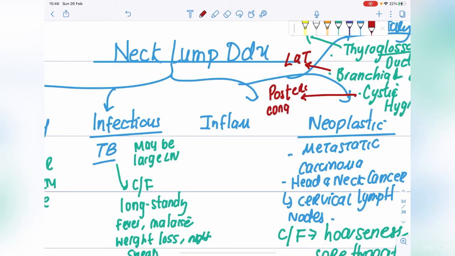It's in the posterior triangle of the neck. It's congenital. It can be found at birth or within the first 2 years of life. And it's found in the left posterior triangle of the neck. Okay? So here I'm saying at birth or within 2 years.